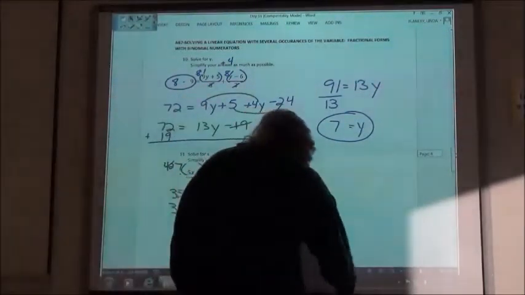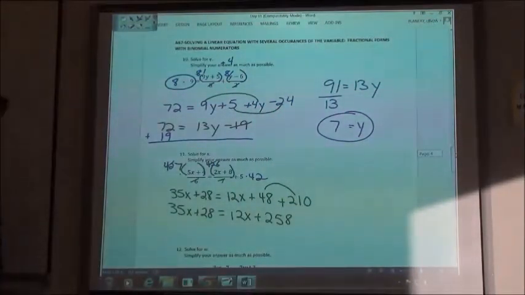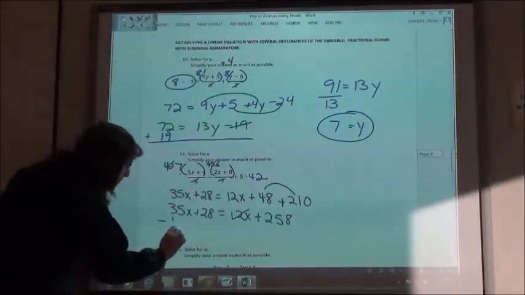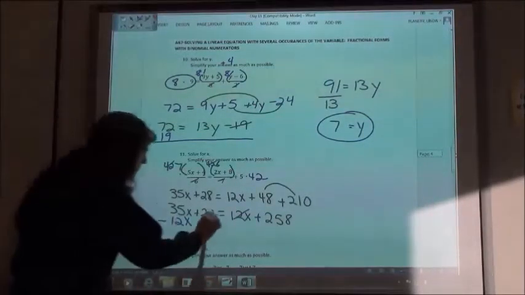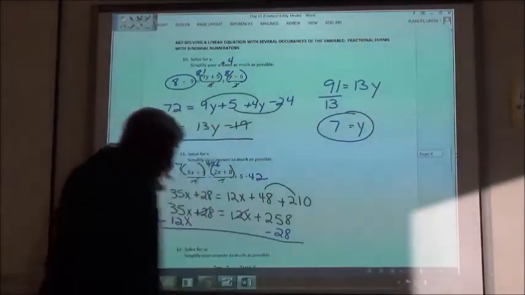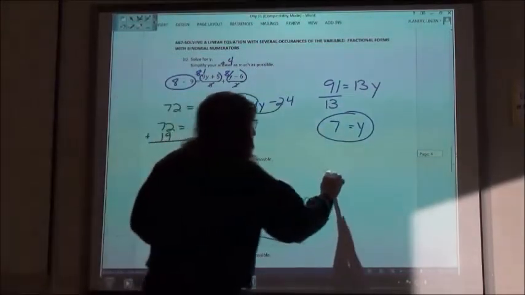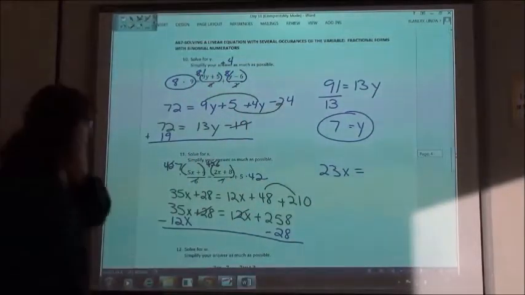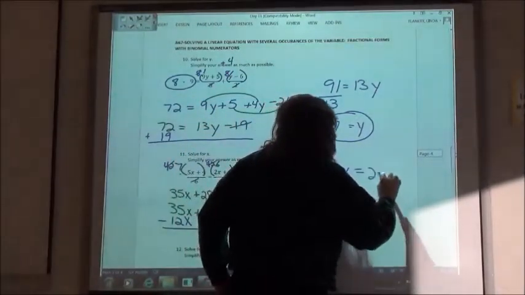So now if we want to solve that, we're going to do what? Now you're going to bring your 12x over to the left, and it becomes a minus 12x. And your plus 28 is going to be minus 28. So 23x is going to equal 258 minus 28, which is 230.